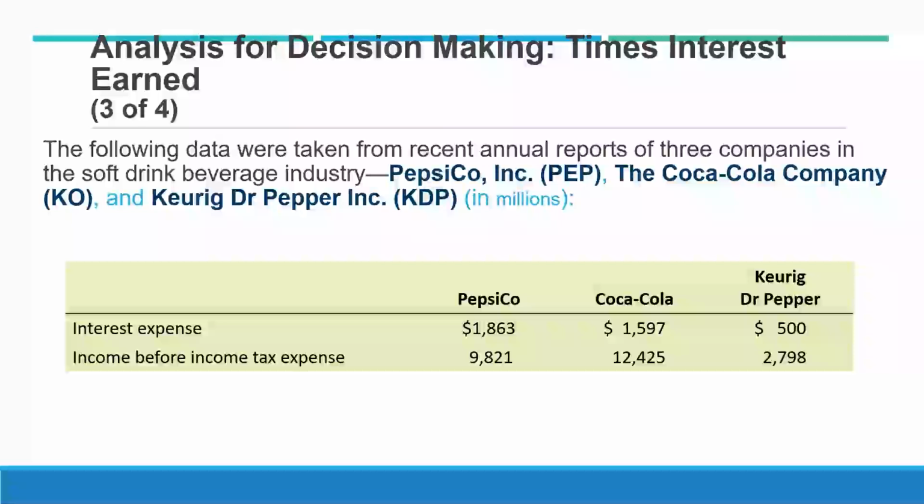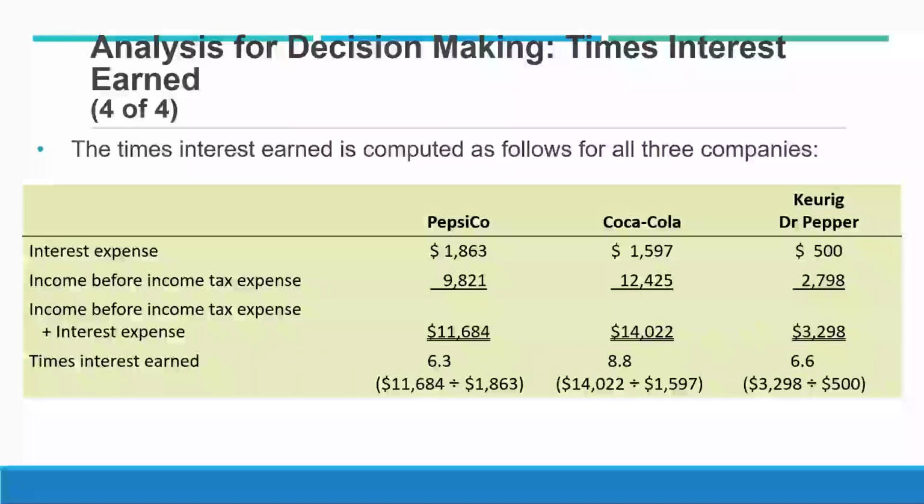And so in this example here, we have income before income tax expense for Pepsi. And to calculate, what we need to do is add the interest expense plus the income before income tax expense, and we get 11,684, and then we divide that by the interest expense, and we get a 6.3 ratio.